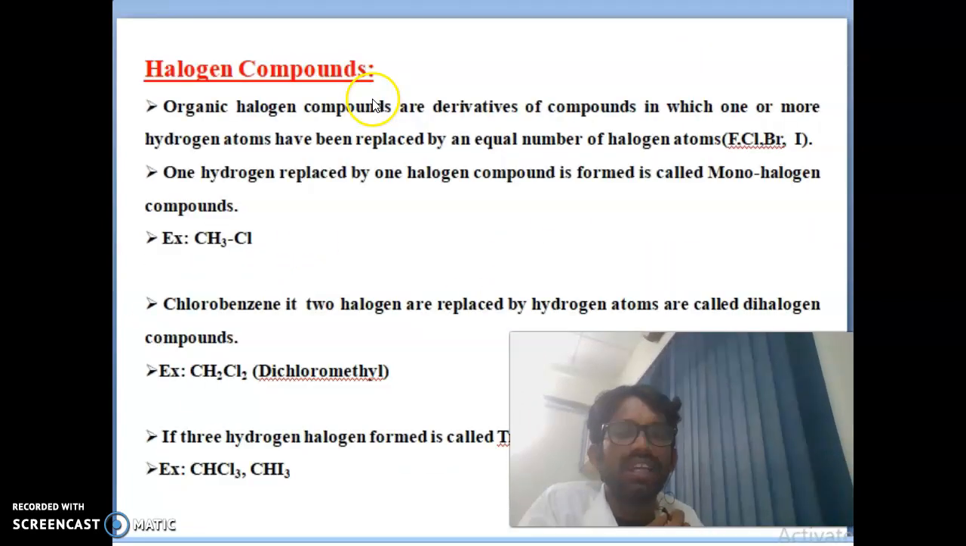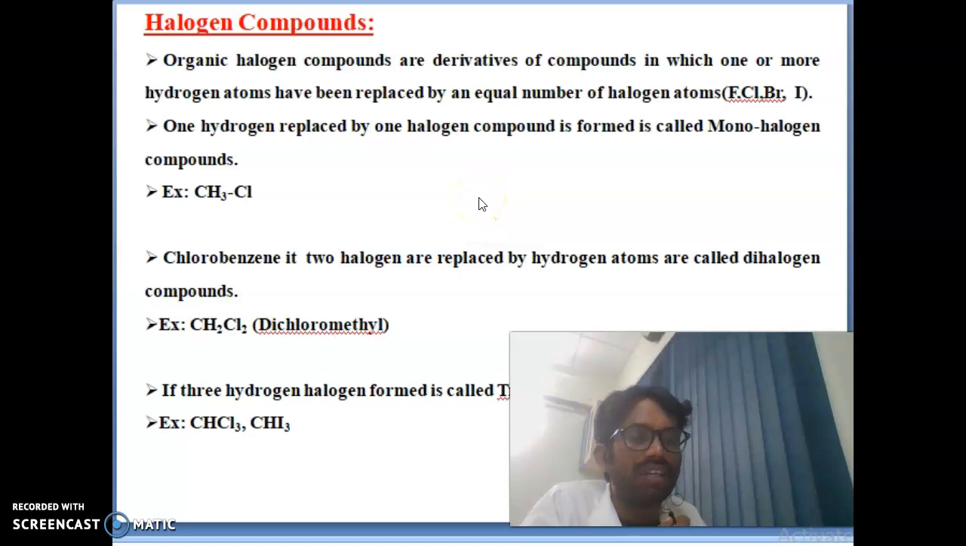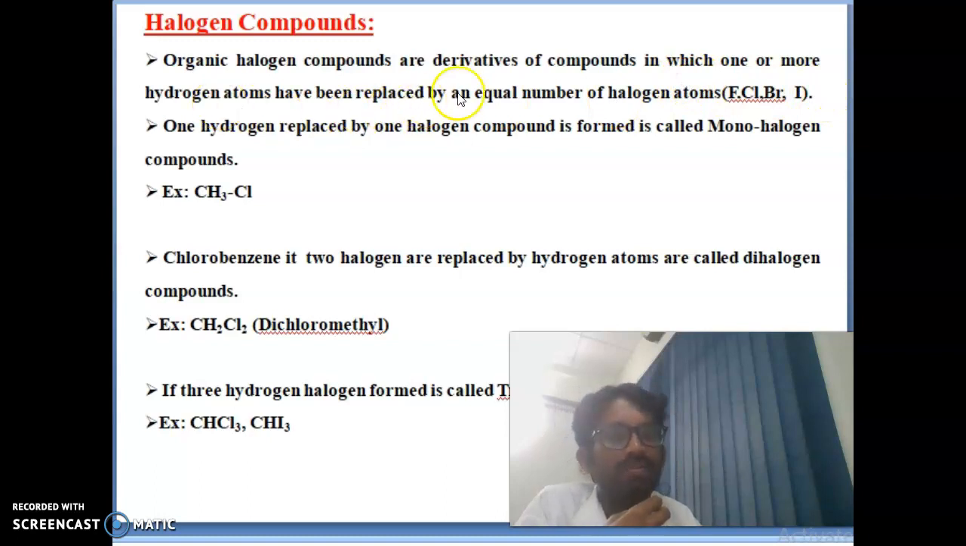Now we can see the next slide: what is halogen, and halogen compounds. This is also very important in organic chemistry. Organic halogen compounds are derived from compounds in which one or more hydrogen atoms are replaced by an equal number of halogen atoms, like fluorine, chlorine, bromine, and iodine. When one hydrogen is replaced by one halogen, the compound is called a monohalogen compound. The best example is CH3Cl.